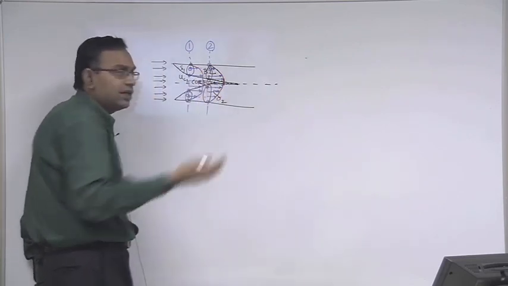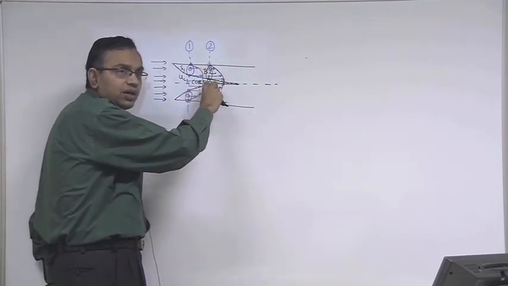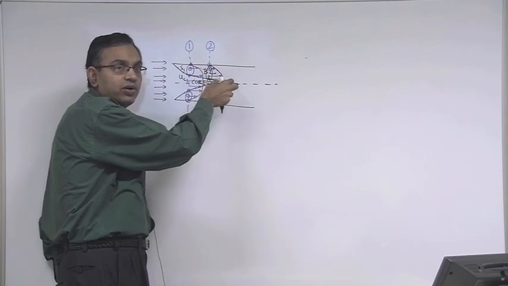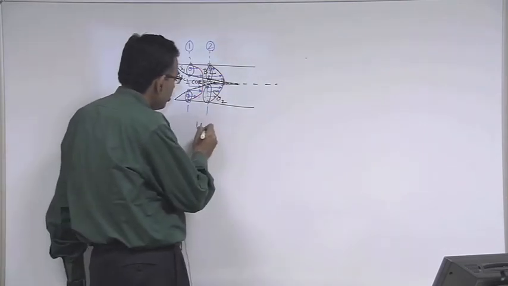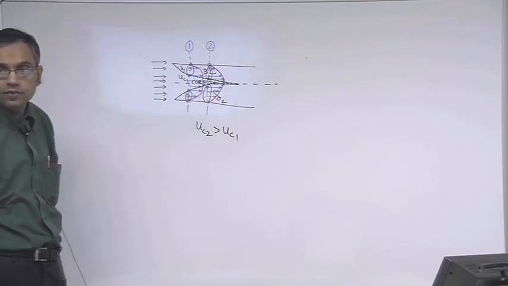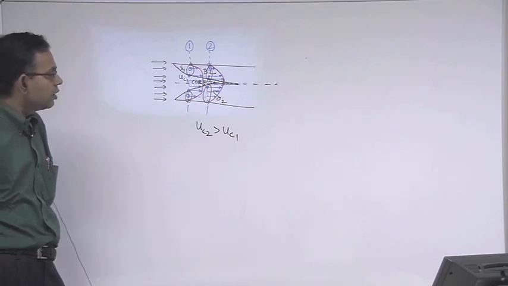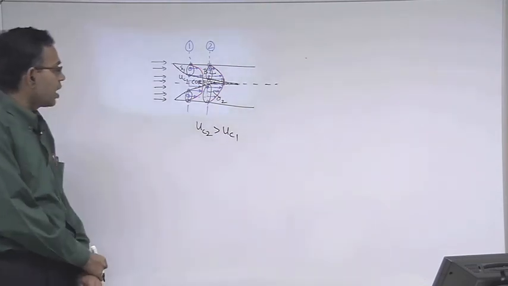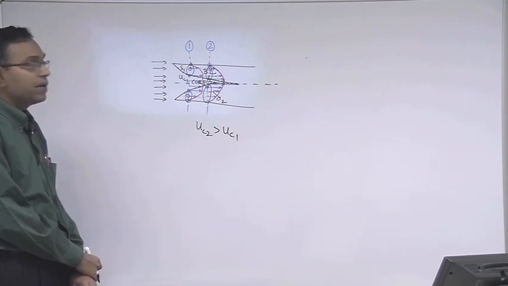So, I am repeating the logic again: because the region over which the velocity is slowed down happens to be more for section 2, that needs to be compensated by higher velocity in the core region. So, that means our first conclusion is UC2 is greater than UC1. When UC2 is greater than UC1, what can we conclude about the pressure gradient?